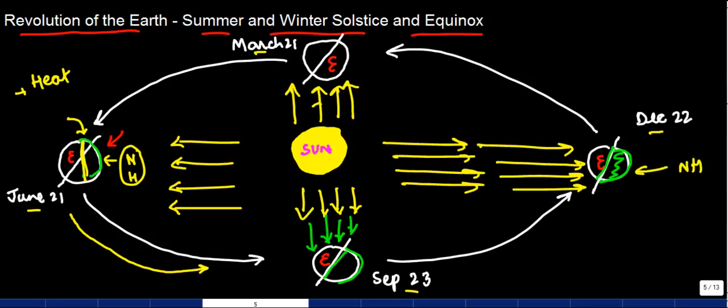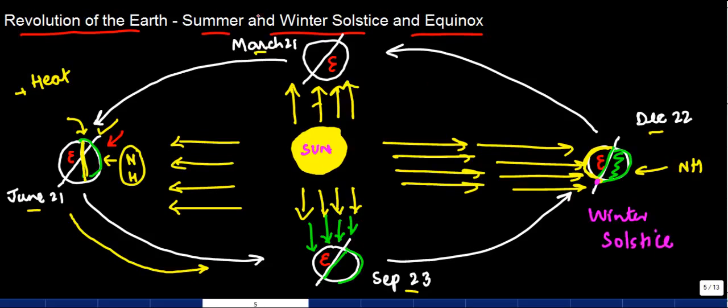So now the direct rays are falling on the southern hemisphere, and therefore the conditions which were there for the northern hemisphere will become the conditions for the southern hemisphere, right? Why? Because the South Pole in this case, which is this thing, is facing towards the sun. This position is known as the winter solstice, right? So these two we've seen.